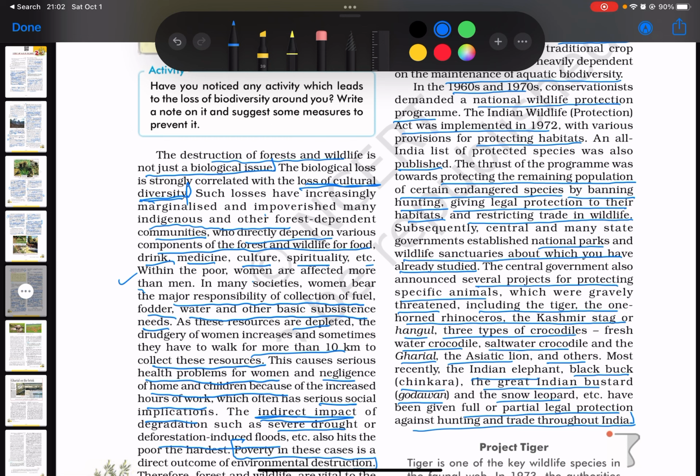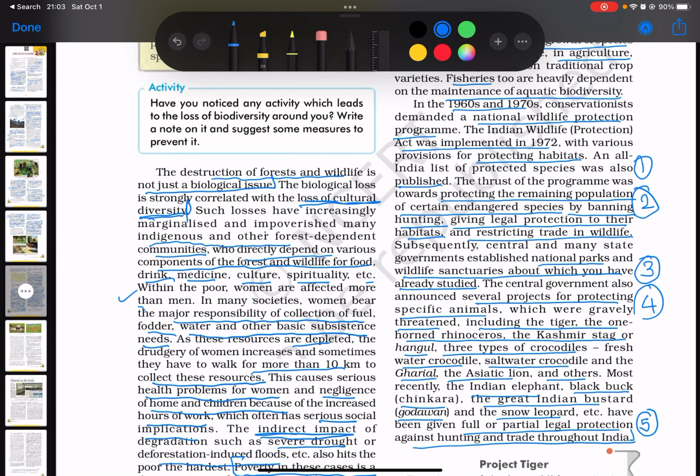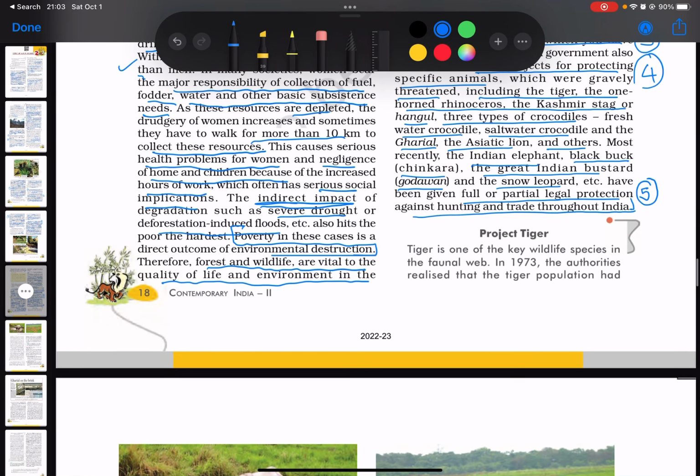So, very simple, this paragraph talks about how the Indian Wildlife Protection Act, implemented in 1972 with the provision to protect habitats, led to some changes. First and foremost, the creation of a list of protected species. The main thrust was to protect the remaining population by banning hunting and giving legal protection. Then national parks and wildlife sanctuaries have been established. Then the central government came up with specific projects for protecting specific animals, and here are all the examples. And more recently, some animals have been given full or partial legal protection. So it does show that having a specific program geared towards the protection of our flora and fauna can definitely help. Now let's talk about Project Tiger.